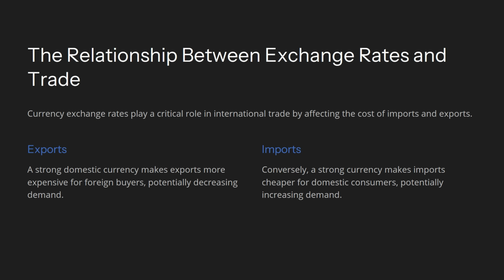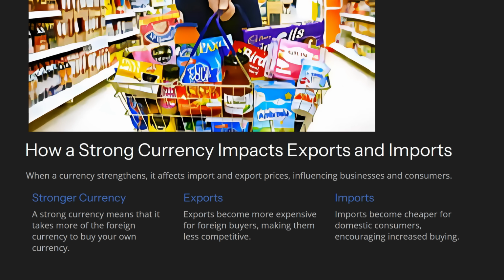When a currency strengthens, it changes the game. Exports become expensive, less competitive in foreign markets, and that can hurt demand. But there's a silver lining. Imports become cheaper, giving consumers and businesses access to foreign goods at lower prices.